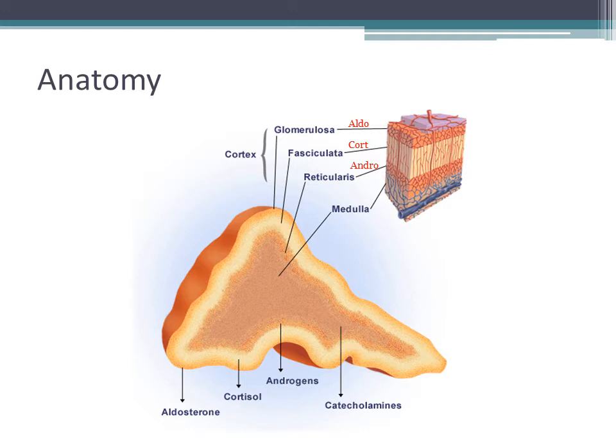So the adrenal gland consists of a cortex and a medulla. The cortex is divided into three main layers: the zona glomerulosa, which is specialized in producing aldosterone mainly, the zona fasciculata, which mainly produces cortisol, and the zona reticularis, which also produces cortisol and androgens. The medulla typically produces epinephrine.